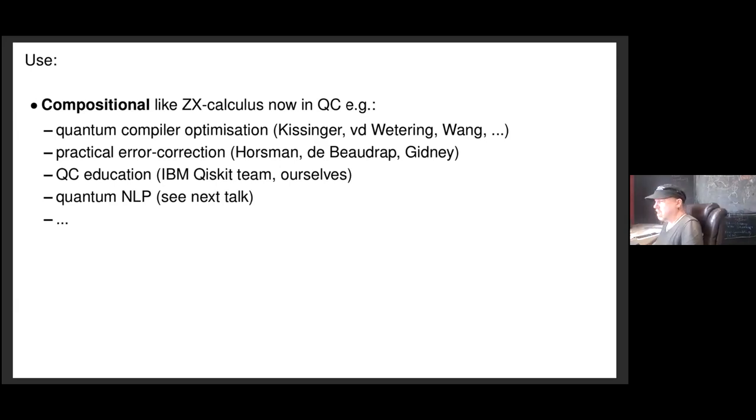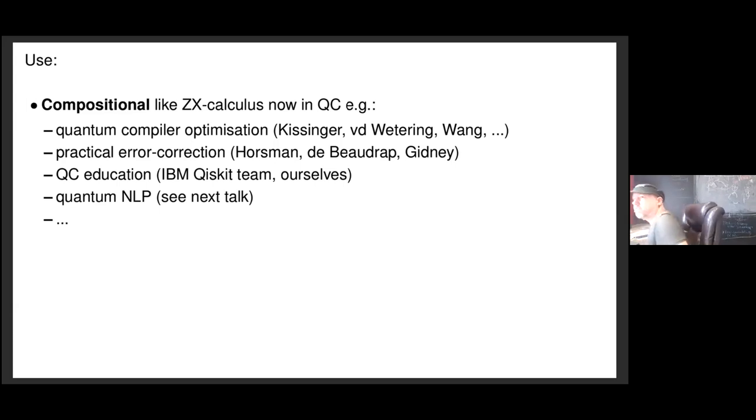Because it's now really a very technical area. Also, Quanlong Wang did work there. Many, many other people have worked on this sort of optimization using the ZX calculus. There's also practical error correction, which was first proposed by Dominic Horsman and Niel de Beaudrap, and then later picked up by Craig Gidney from Google Quantum. So that's also something which is now becoming very present in the quantum industry.